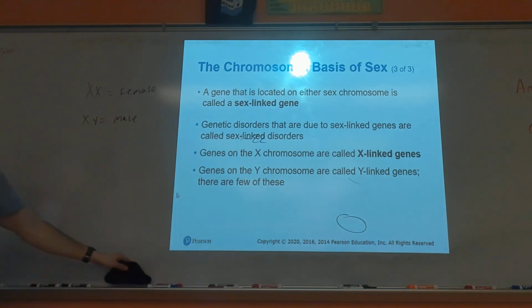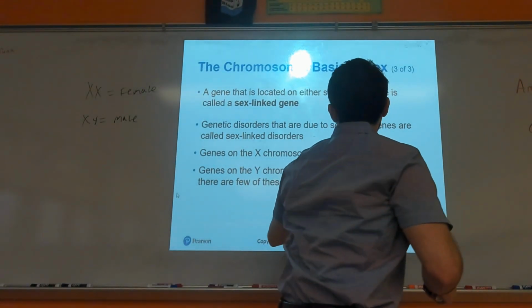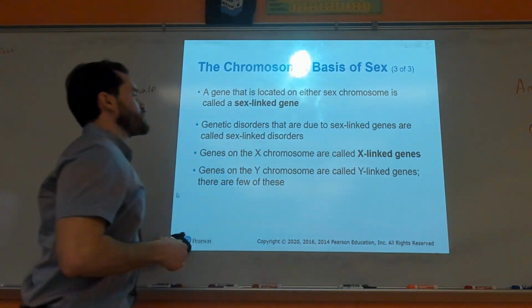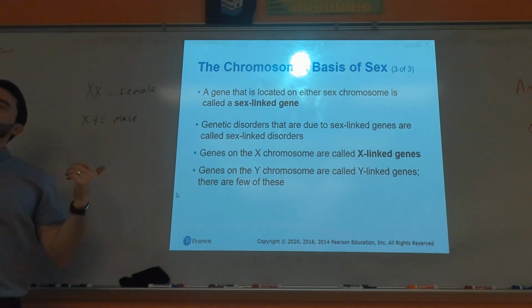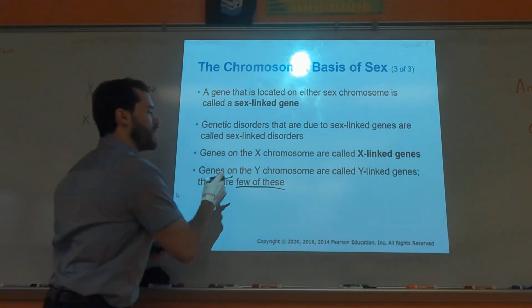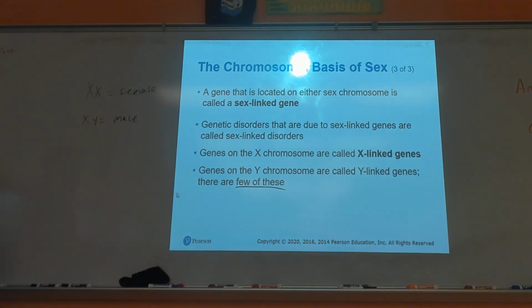If you're referring to a gene that is only on the sex chromosomes, we call it a sex-linked gene. It's a gene that is linked to the sex chromosomes, either the X or the Y chromosome. If you have a disorder, some sort of issue with one of those genes, we call it a sex-linked disorder. If it's specifically a gene on the X chromosome, it's an X-linked gene. If it's on the Y, we call it a Y-linked gene. And they say there are a few of these. Why would there only be a few of them? Why would there be fewer Y-linked genes than X-linked genes?